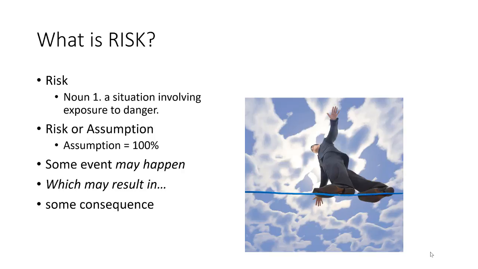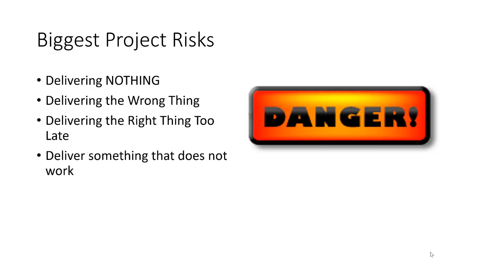Now, the difference between a risk and an assumption is it states right here. An assumption is something you believe 100% is going to happen. So this is what's going to happen along the way. We believe that wholeheartedly, then that's an assumption, not a risk. If there's some kind of percentage chance that it might happen, that's a risk. So that's your difference in language, just to have clarity about what we're talking about. Something may happen that may result in some consequence.